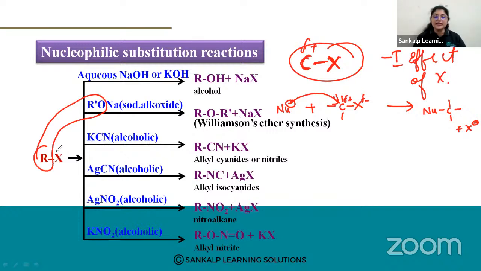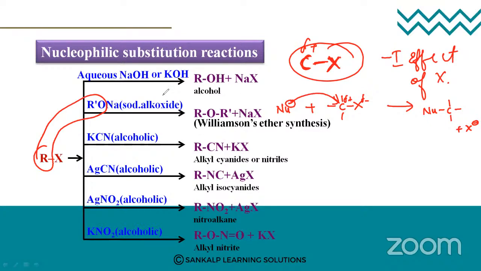Then the next is if you react the alkyl halide with KCN, that is alcoholic KCN, then what you obtain is RCN, that is alkyl cyanide. You obtain alkyl cyanide, or nitriles. It is also called nitriles. So haloalkanes react with KCN to form alkyl cyanides as the main products.